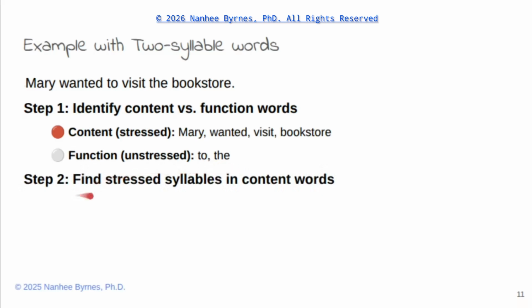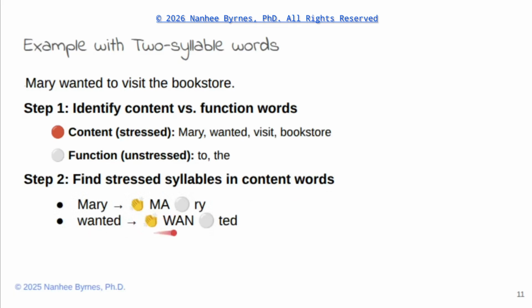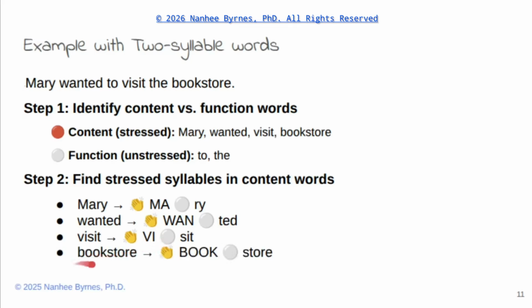Step 2, find the stressed syllable in each word. Mary, may, re. Stress on the first syllable. Wanted, wan, id. Stress on the first syllable. Visit, vi, zit. Stressed on the first syllable. Bookstore, book, store. Stressed on the first syllable.